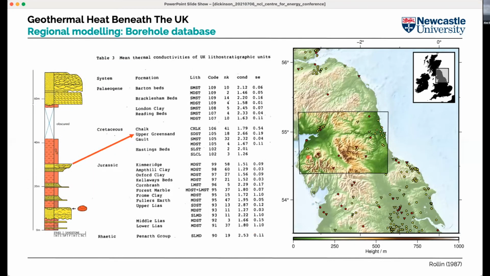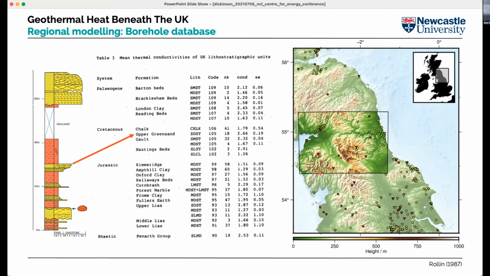And having done that, here on the right now on the map, the red dots show boreholes where we have temperatures and thermal conductivities recorded within the boreholes. The yellow dots and triangles show places where we've only got temperature measurements. And the difference in shapes: the triangles are places where we don't have access to the data for various reasons, and the dots are places where we do have access to the data.